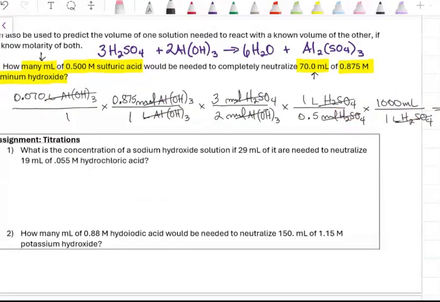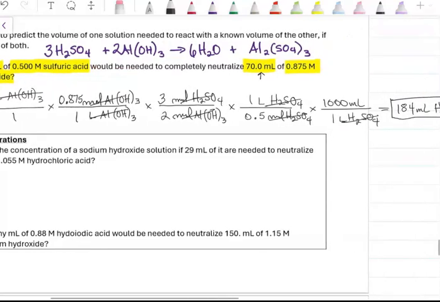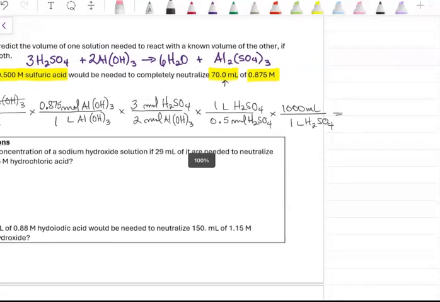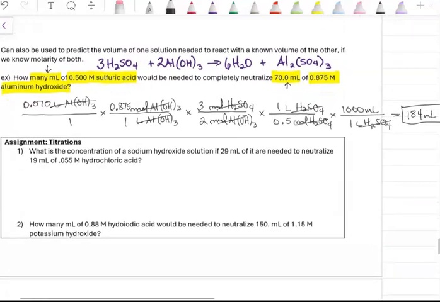Okay, and so here is what it should look like. Starting with my volume of my base, I did convert it in my head to liters, 0.07, and then to moles using the molarity, right, 0.875, and then use the balanced equation to go to moles of H2SO4, then use the molarity. This time we had the molarity of the sulfuric acid, so that was 0.5 moles per 1 liter, and then of course multiplying by 1,000 because it asked us for milliliters. And hopefully if I did everything right, I got the correct answer, 184 milliliters of H2SO4. Okay, and that is neutralization and titration.